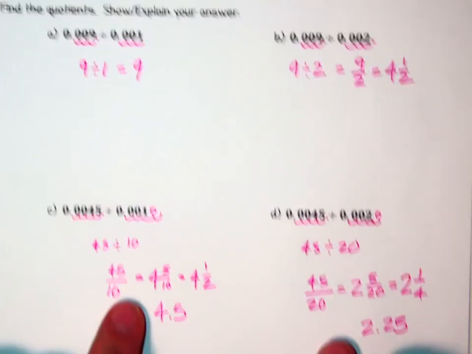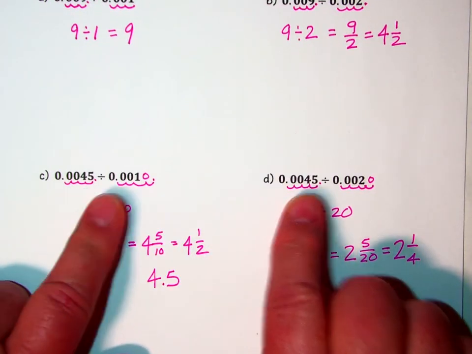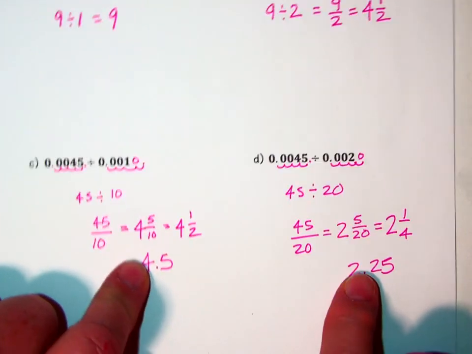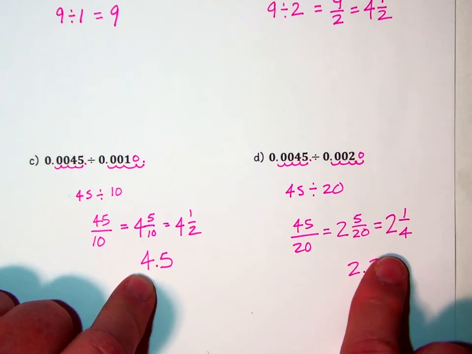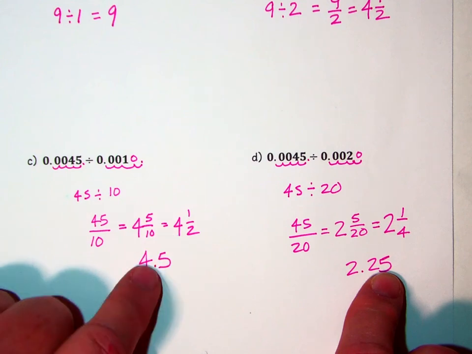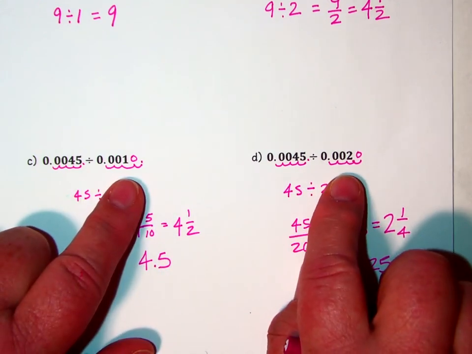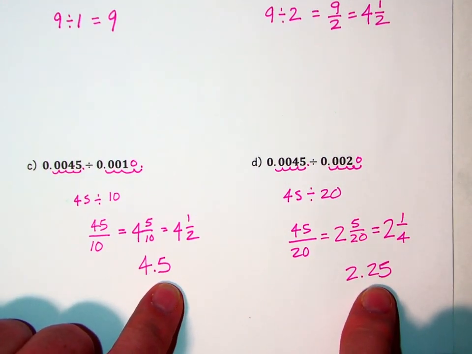And we can see the similarity here. Here, our dividend is the same, but our divisor is twice as much. And we notice that our quotient, 2.25, or 2 1/4, is half as much as 4 1/2 or 4.5. So keeping the dividend the same but doubling the divisor caused the quotient to be half as much. Okay, and we're done.